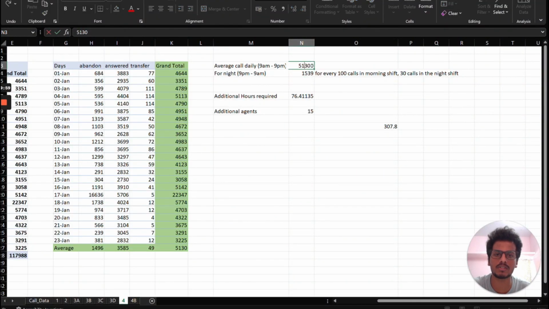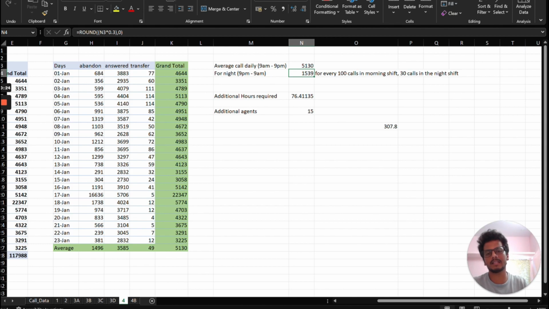So for the average calls coming in the morning shift, I've taken 30% of it. What did I do? N3, that is 5130 into 0.3, rounded off to zero decimals, so 1539. So for every night I need 1539. For every 100 calls in the morning shift, 30 calls in the night shift, so 1539 average calls have to be there in the night shift.